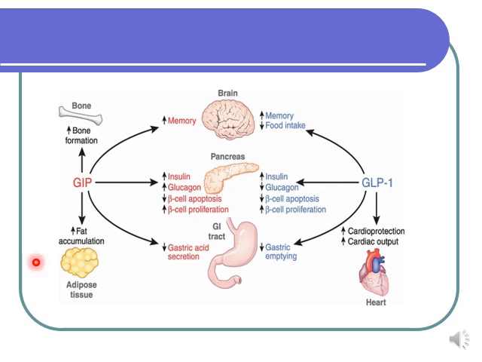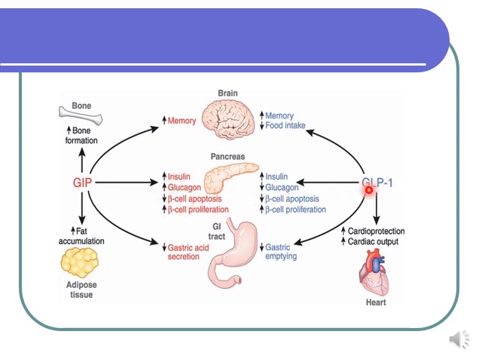If you have a look at this slide, you can see gastric inhibitory peptide on one side and glucagon-like peptide on the other side. If you see on the pancreas, this increases insulin secretion, increases the glucagon secretion, and decreases the beta cell apoptosis and increases the beta cell proliferation. So we have well control on the glucose.